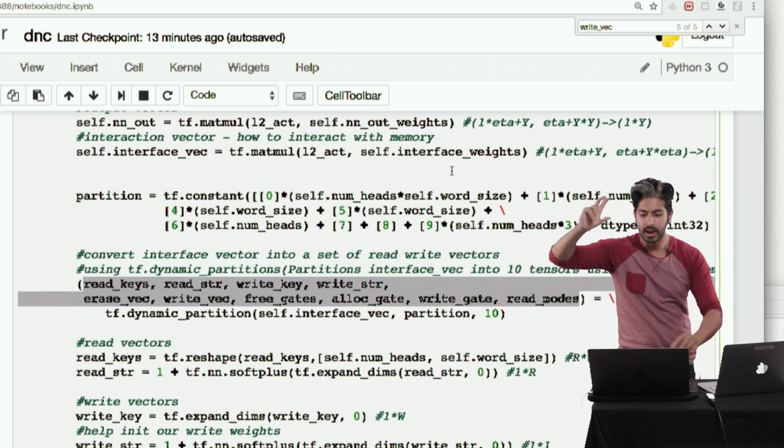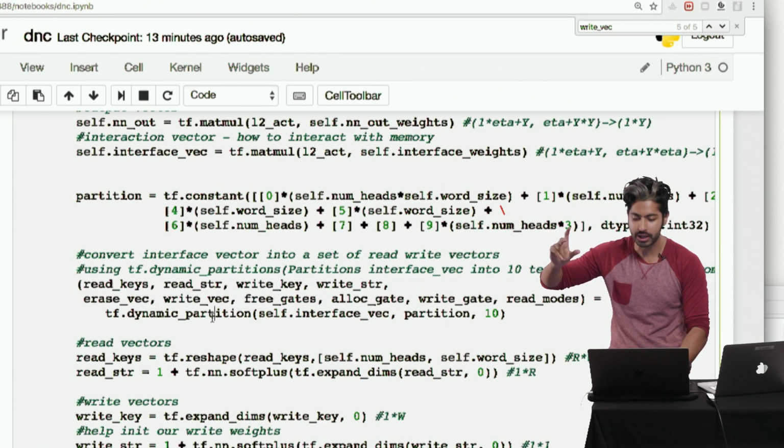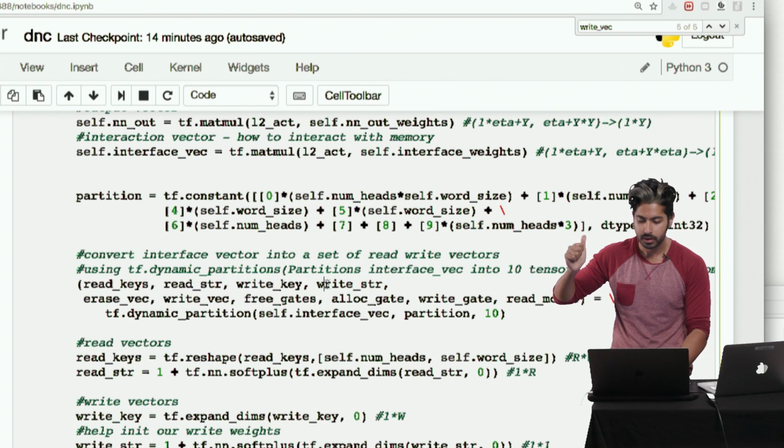So we have our interface vector, we define a partition to split it up into a set of sizes that we want, and then we dynamically partition it using TF's dynamic partition function into 3 read variables, 3 write variables, and then 3 gate variables, which I haven't talked about, which we will, and then a set of read modes. So there are quite a few parts here.